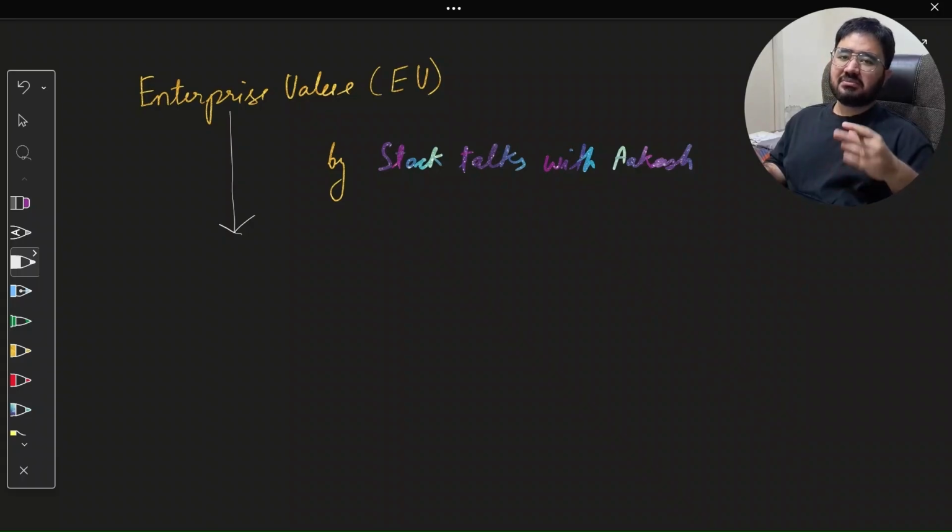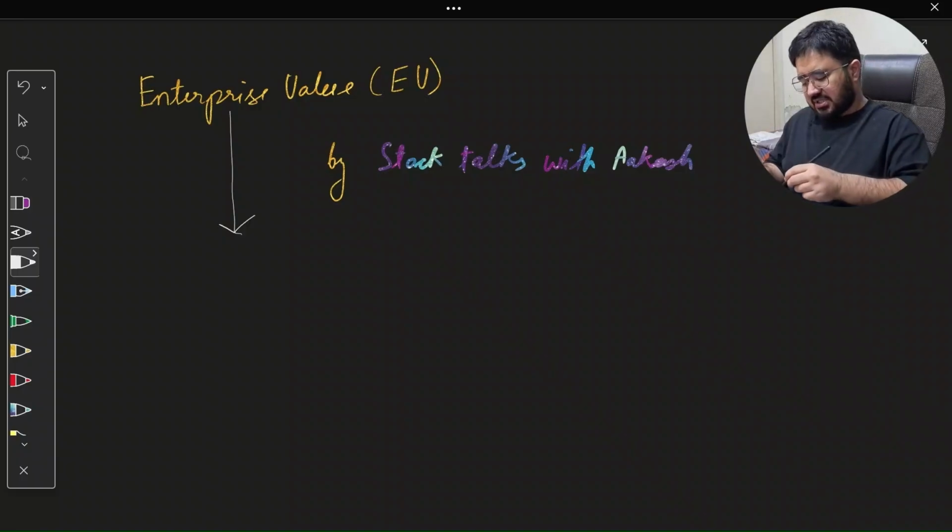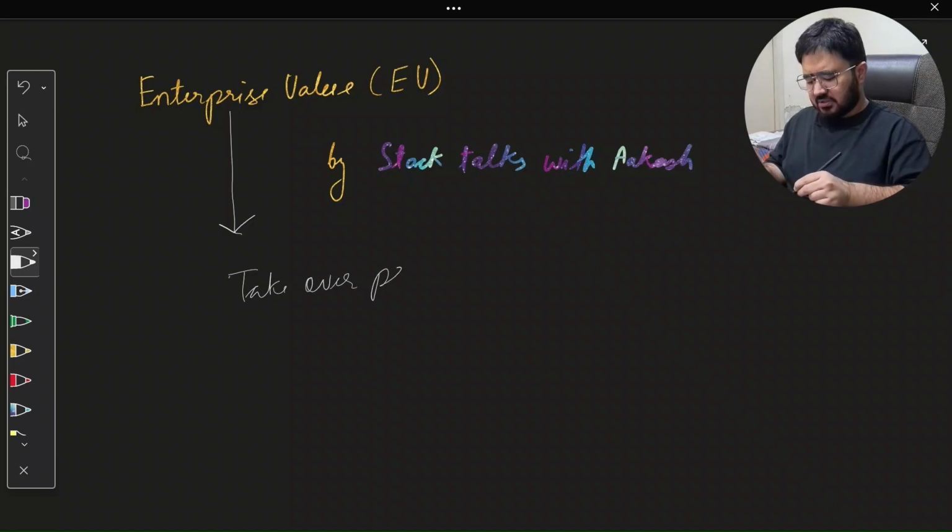And once the company is yours, of course, the cash and cash equivalents that the company has is also yours. So that is deducted from the total cost. And that is what the enterprise value is. So, how is it calculated? Let's see. So, what we have discussed, it is the takeover price.